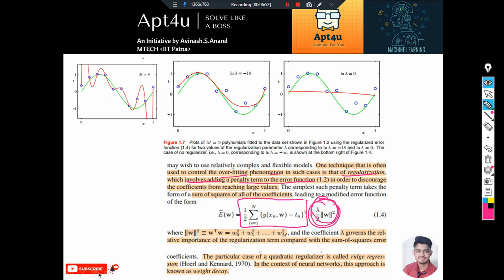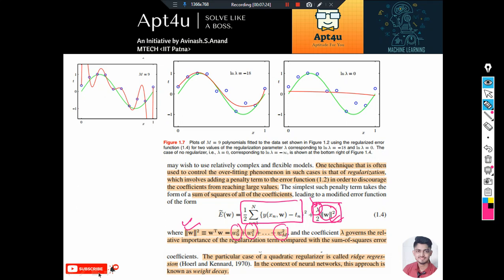The simplest such penalty term takes the form of the sum of squares of all the coefficients. Remember, this term is nothing but the sum of squares of all the coefficients, w0 square, w1 square, and so on till wm square. This lambda gives us the relative importance of the penalty term in the error function. You can see it as a sort of weight: how much penalty should be applied to the error function. Accordingly, the coefficients will be adjusted.